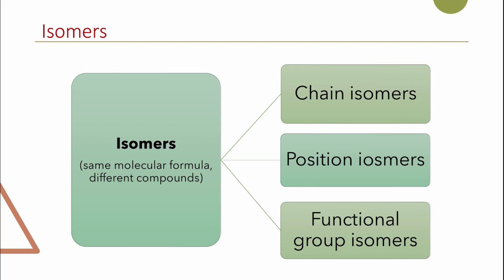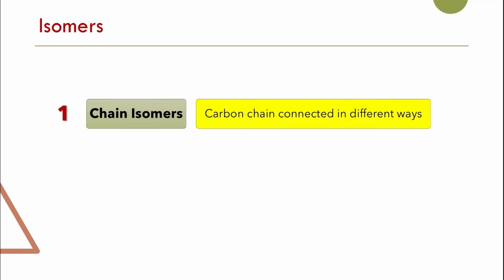We need to learn about isomers when we talk about organic molecules, because in organic chemistry you could have two or more different molecules that share the same molecular formula, but they are different compounds. We call these isomers. There are three types of isomers: chain isomers, position isomers, and functional group isomers. So what's the difference between all of these?